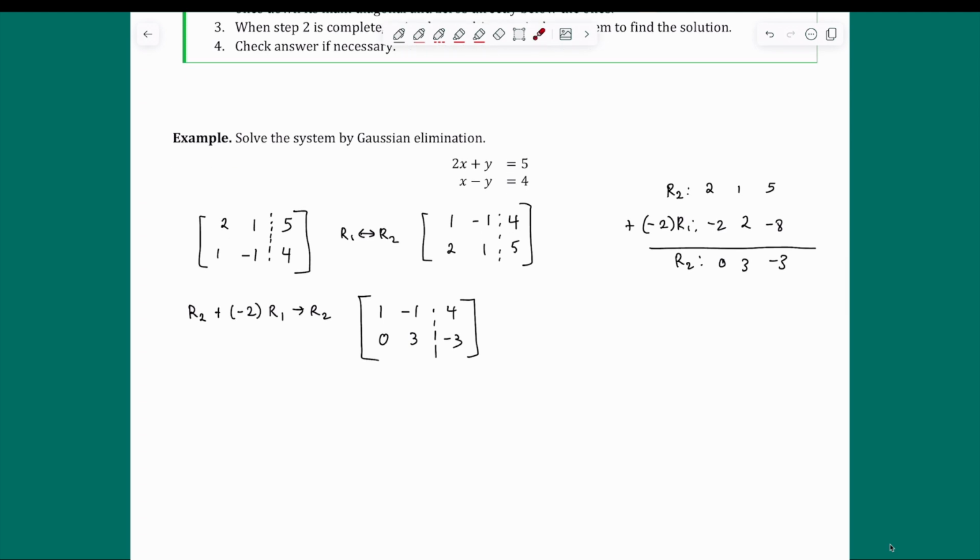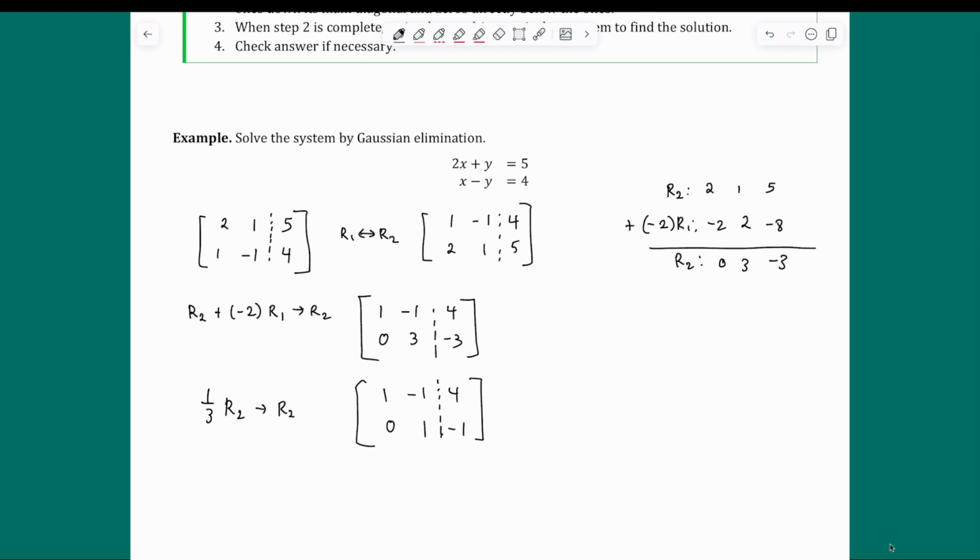I got a 1 down the first diagonal, or first row. Now I need this to become a 1. And to do that, I will go ahead and multiply the second row by 1/3 using a type 2 operation. So we'll multiply the second row by 1/3 to get a new row 2. Alright, so the first row stays exactly the same. Second row becomes now 0 times 1/3 is 0, 3 times 1/3 is 1, and then negative 3 times 1/3 is negative 1.